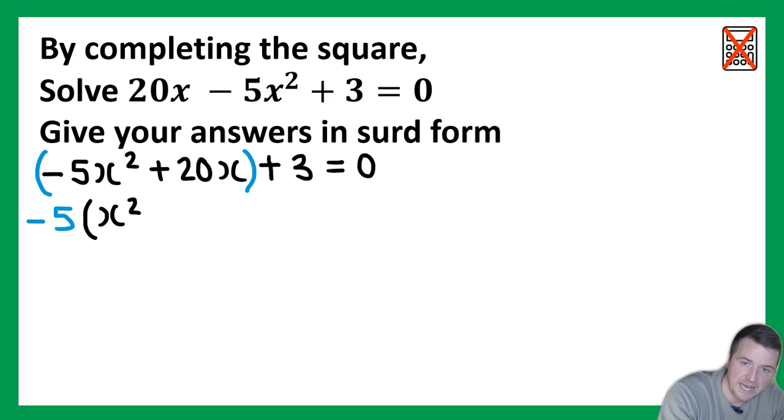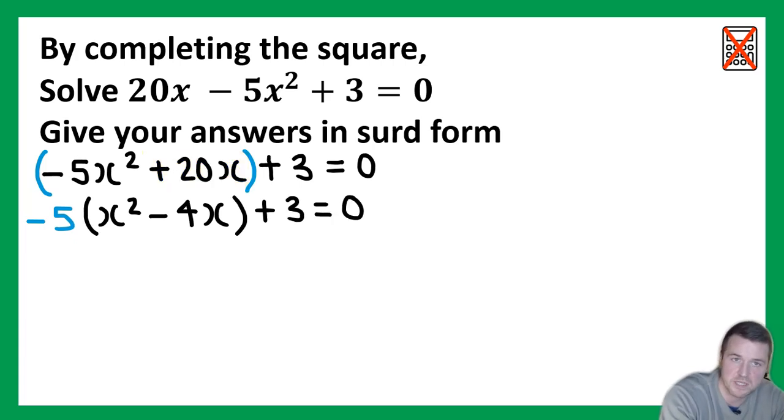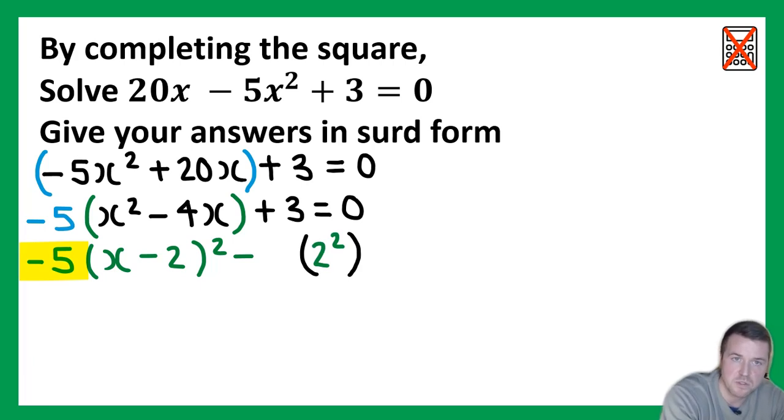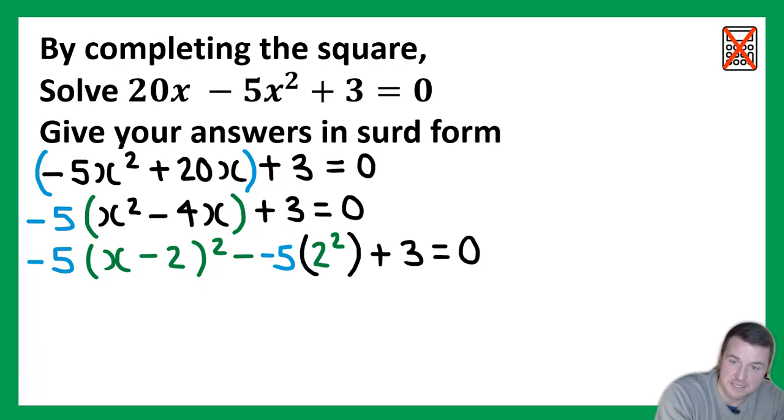Negative 5 bracket x squared, and dividing 20x by negative 5 is negative 4x, plus 3 equals 0. Go ahead and complete the square in the same way as we would normally with the x squared minus 4x part, giving me negative 5 lots of x minus 2 squared, and typically I would subtract 2 squared, but this is actually being multiplied by negative 5 before adding 3, which creates this situation where we're subtracting a negative value, which would be the same as adding.